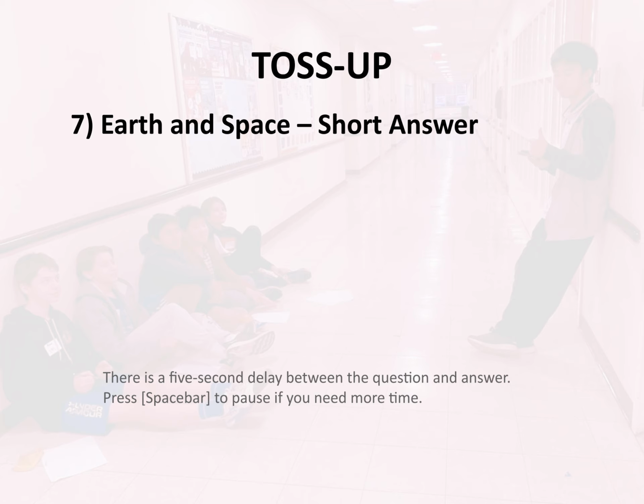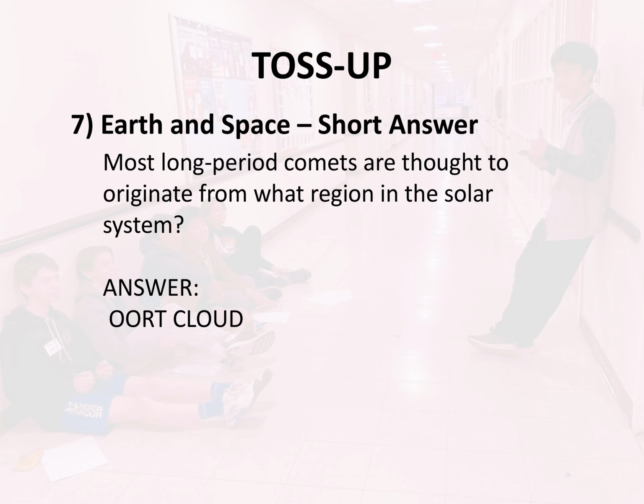Toss-up 7. Earth and space, short answer. Most long-period comets are thought to originate from what region in the solar system? Answer: Oort cloud.